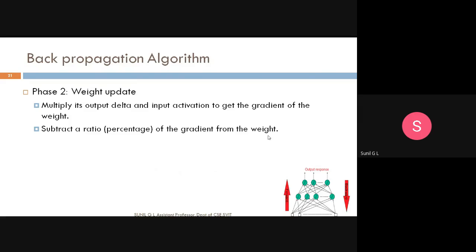Whatever we get from the gradient will be subtracted from the weights. From that error we will adjust the next weight. This is how the back propagation algorithm works: feed forward, back propagate, and update weights. We repeat this for n number of iterations, execute it, and finally we get a result.